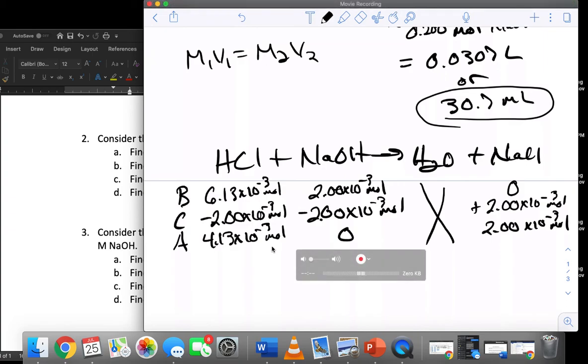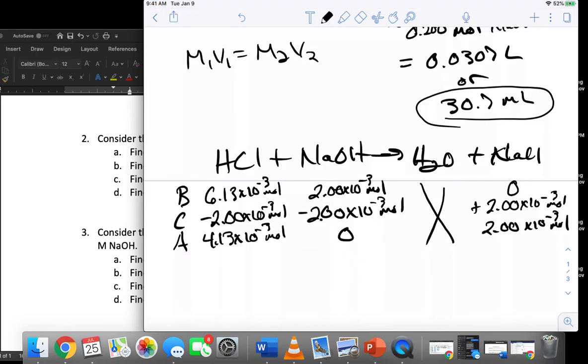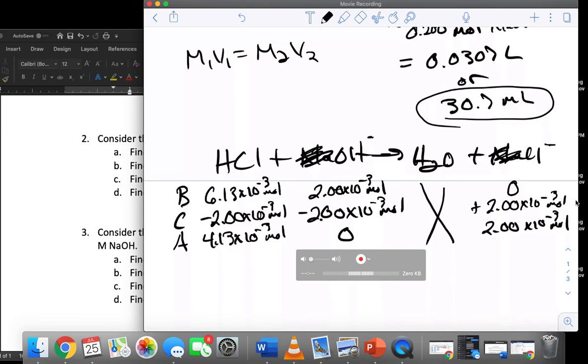So right now I have 4.13 × 10^-3 moles of a strong acid, HCl, and 2.00 × 10^-3 moles of NaCl. And again, if you wanted to, you could just ignore the sodiums here, and just think about this as ions. That chloride ion is the conjugate of HCl, so that means it's neutral. Sodium's always just neutral, it's just a spectator ion. So even though I have NaCl, the NaCl doesn't do anything to my pH. So all I care about is this right here. I have a strong acid left.